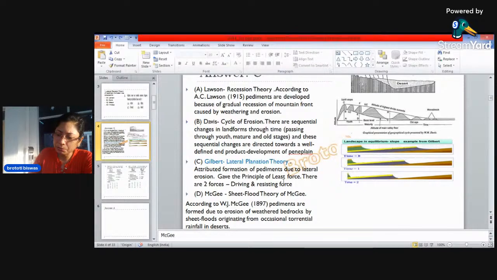I don't know whether the slide is moving or has frozen again, but yes, it has come now. It takes around 20 seconds from the actual slide to what appears in the software. These are the details that I had given: Lawson's recession theory, Davis cycle of erosion, Gilbert's lateral planation theory, and McGee's sheet flood theory. Since I have already told you these things before, if you want me to repeat, you can write it down. If you don't want me to repeat, I can go to the next slide.